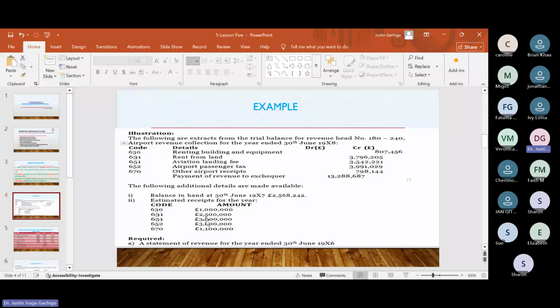And I'm very sure for those of us who have interacted with the budget, you normally do the budget in terms of estimate. What are you expecting to receive by, let's say, now we are doing the budget for the year 2026. So what are you expecting to receive by that particular year, the year 2026? What are you expecting to receive in terms of income?